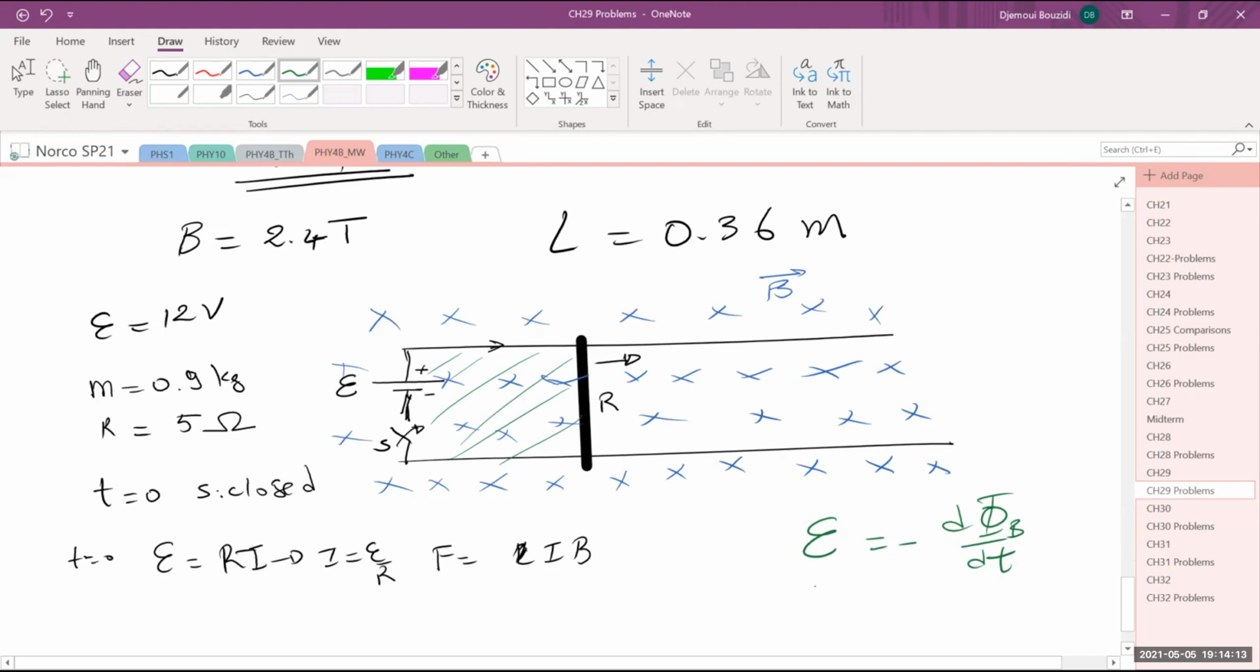And the flux will change with respect to time by B times L times the velocity with which it's moving, because now it's going to move because of this force. So it's going to change at this rate. And it's going to be pointing in such a way to compensate, because there will be more and more field lines going into the screen. So it's going to make up field lines coming out of the screen.